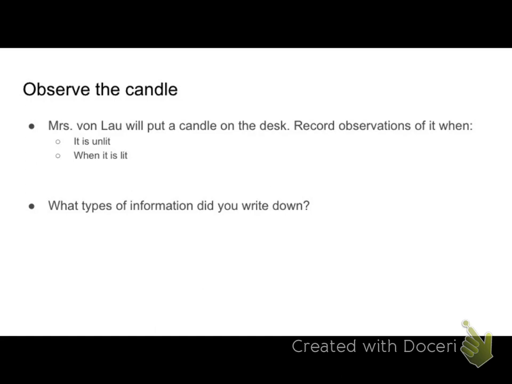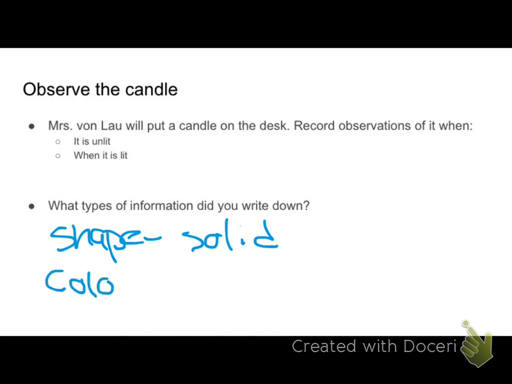Definite shape. Okay. Shape. Colors are dark blue and white. Solid. Colors. What else did we write down? Height. Good. These are all really good things. Okay. Oh, you guys talked about melting point, that it melted quickly. Low melting point.